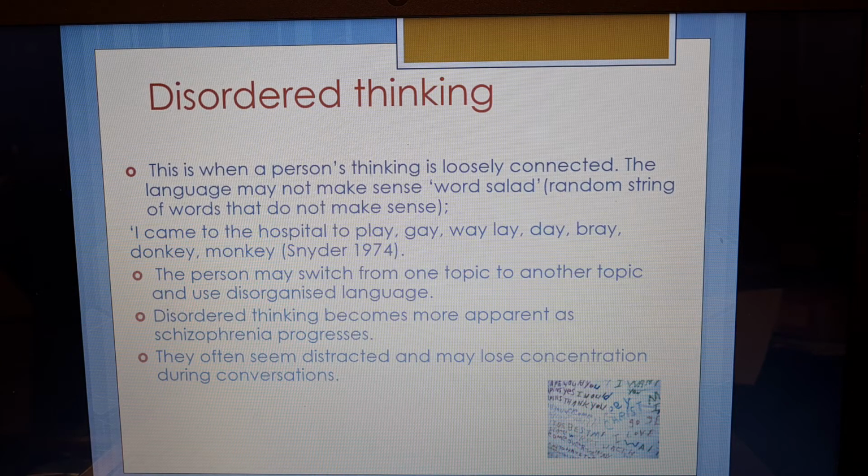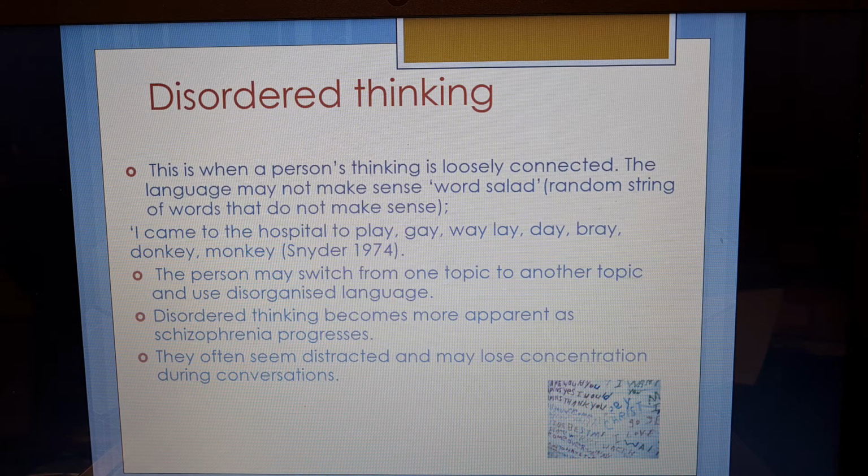Disordered thinking. So disordered thinking is another symptom. This is where the patient's thinking is loosely connected, so almost sort of nonsense thinking, and their language doesn't make sense. Something called word salad, which is almost like a random string of words put together in a sentence that doesn't make sense. And Snyder, 1974, quoted this as an example of a word salad, which he found in one of his patients.